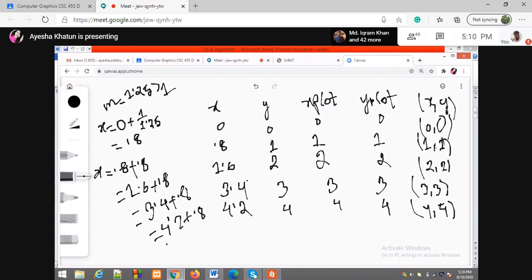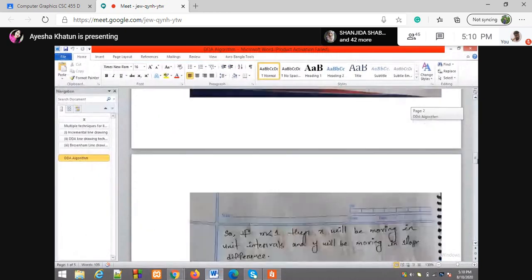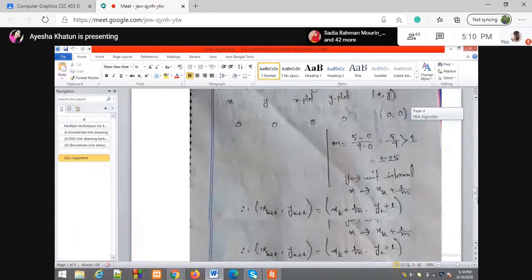What you will get? 5, right? So here we will get 5, and here I think I have made a mistake somewhere. It should be 5, 2. Okay, let's check it here. Alright, I have made a mistake.